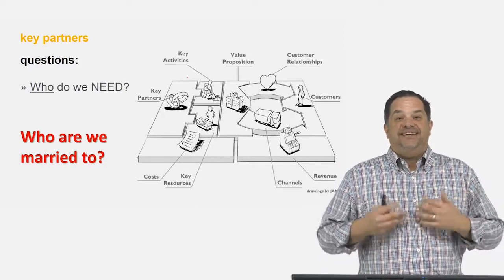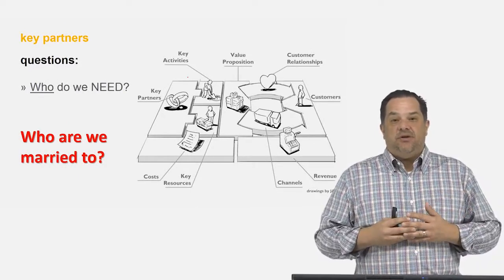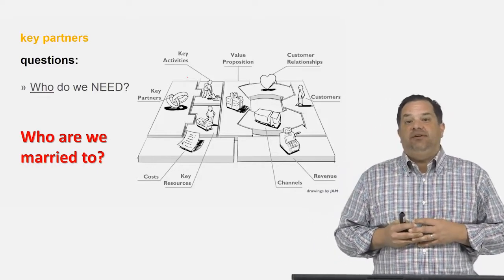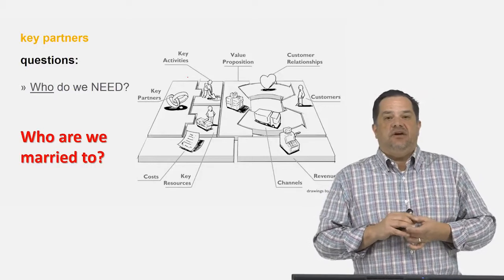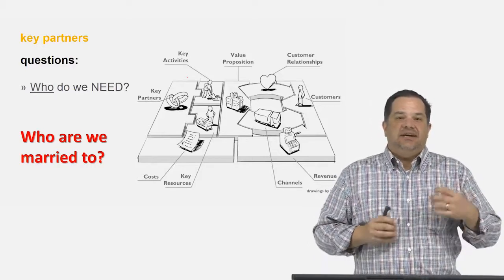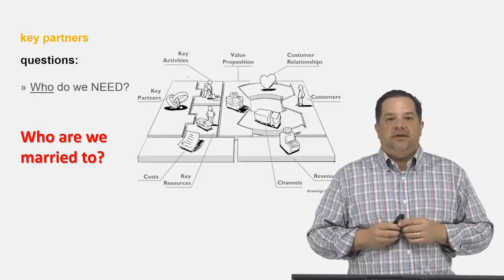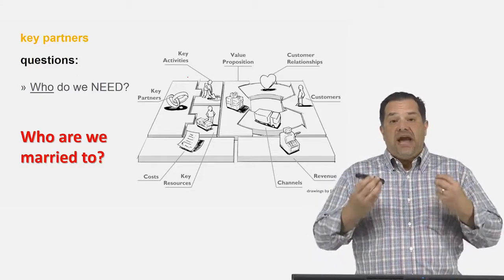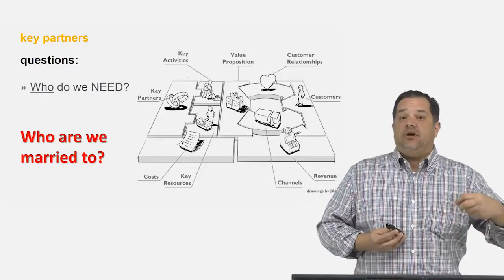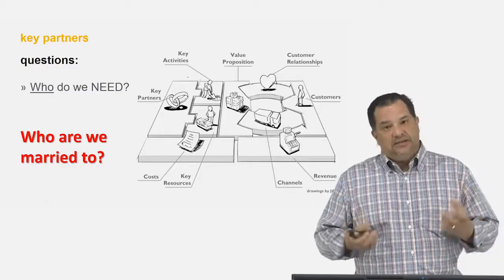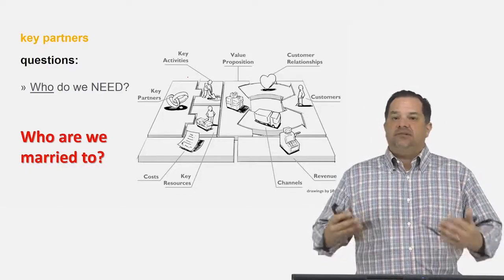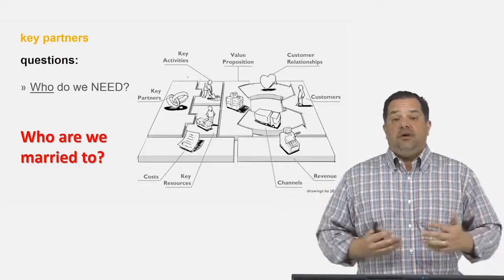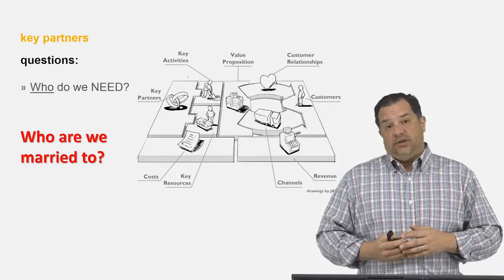Or if you look at the diagram on the business model canvas, you'll see with the key partners icon that you've got a couple of wedding rings there, a couple of rings that are interlocked. And so sometimes when we talk about the key partners, we talk about who are we married to? Who do we have to have that's outside our organization that we can't survive without? Our business doesn't exist without these key partners that are outside our own organization.